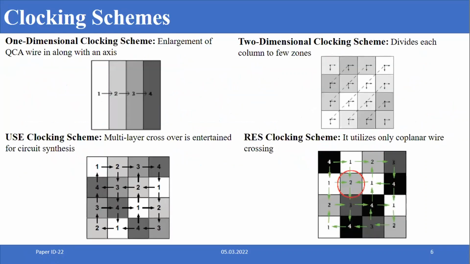Next, many clocking schemes are available now, but I want to discuss some of them. First, the one-dimensional clocking scheme.